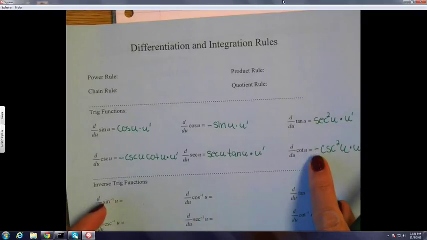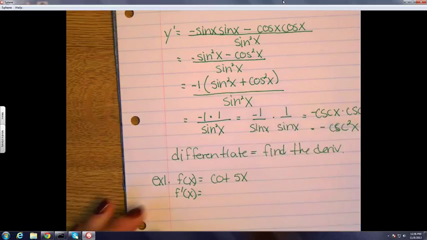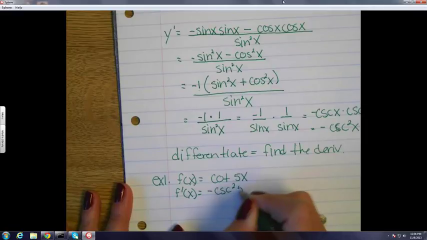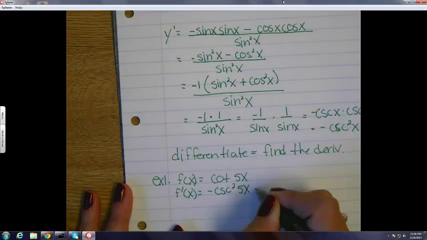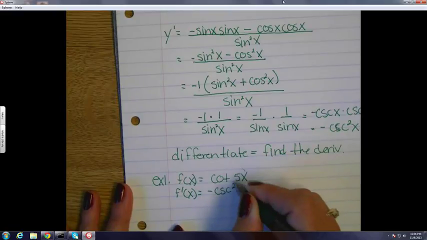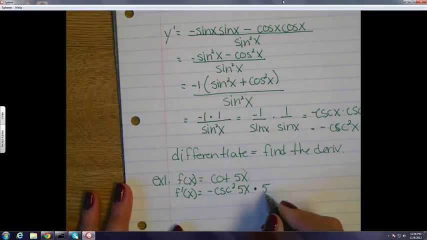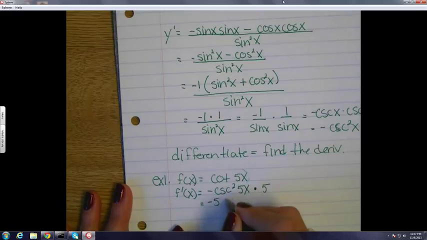Negative cosecant squared of the angle times the derivative of the angle. So, negative cosecant squared of the angle, don't change it there, it doesn't change when you first do derivative, but then I've got to multiply by the derivative of the angle, which is 5. And then the simplifying, all I do is float that constant to the front, so it doesn't get confused with being multiplied by the angle. So the final derivative would be negative 5 cosecant squared 5x.